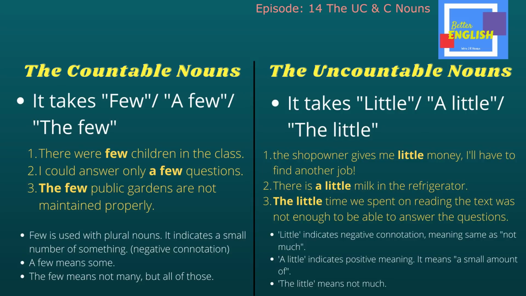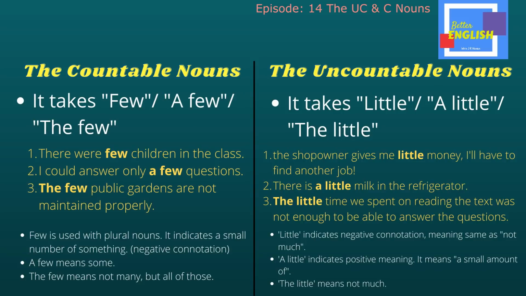So when you use few, though it refers to a plural countable noun, it carries a negative connotation. A few means some. It is quite understood. Look at the example once again. I could answer only a few questions. That means there were many questions. Out of them, I could answer only a few, some of them. That is what is understood from this sentence.